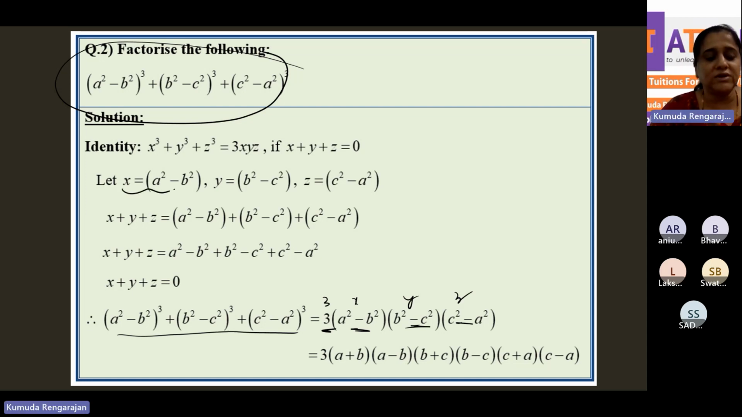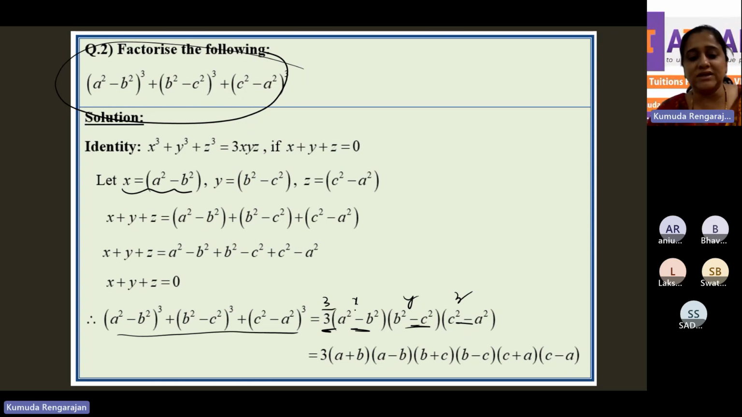What is x? See here, 3 into x. X means you should not write x. The formula has x, y, z. What is x here? What is y here? You should substitute that. You must not write 3x, y, z. 3 into x. What is x here? A square minus b square. Y, what is y here? Don't write the identity itself. That variable in the identity should be replaced with a relevant expression from the given question. There you should substitute the expressions from the given question.